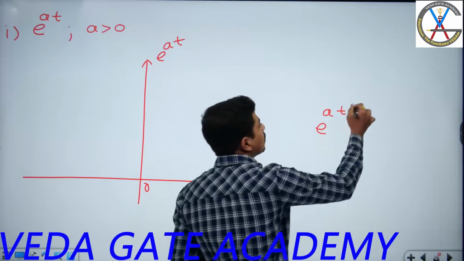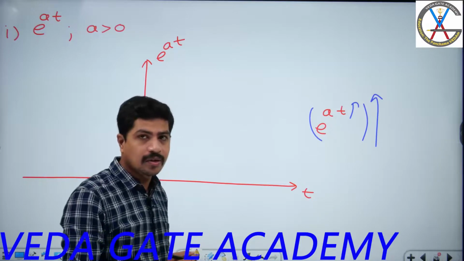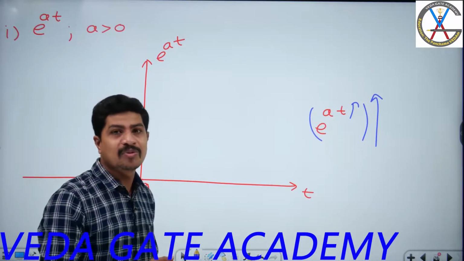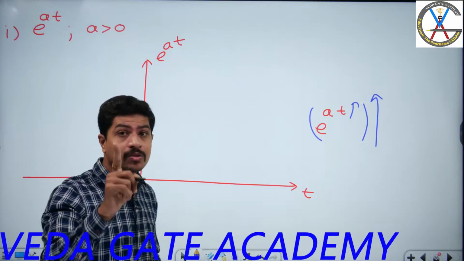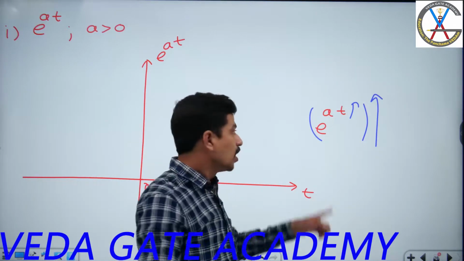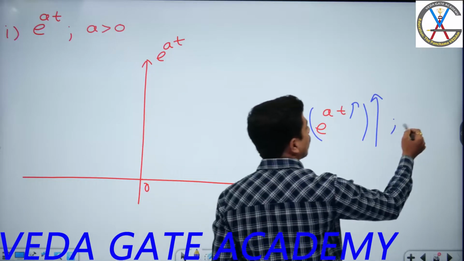As t increases, definitely this e power at is going to increase. This side, the right side, it is exponentially increasing. One point you have to remember very carefully: at t is equal to 0, it is going to be 1. Some people will put, without calculation, t is equal to 0 as 0. e power 0 is going to be 1. Now this is for t greater than 0.